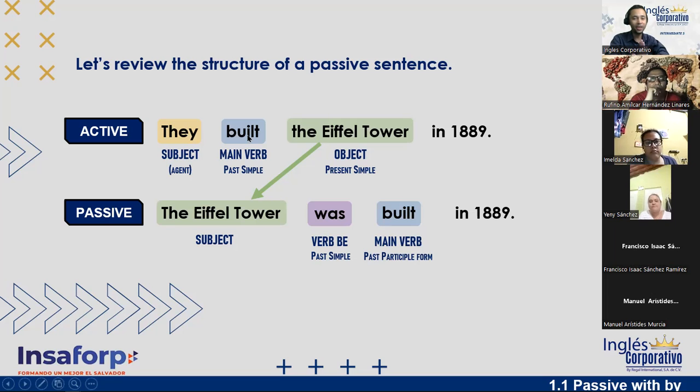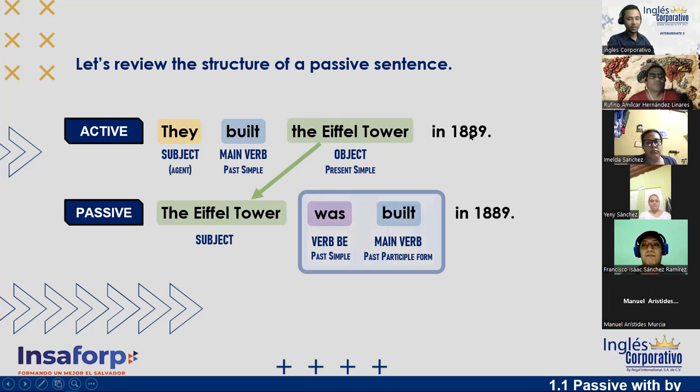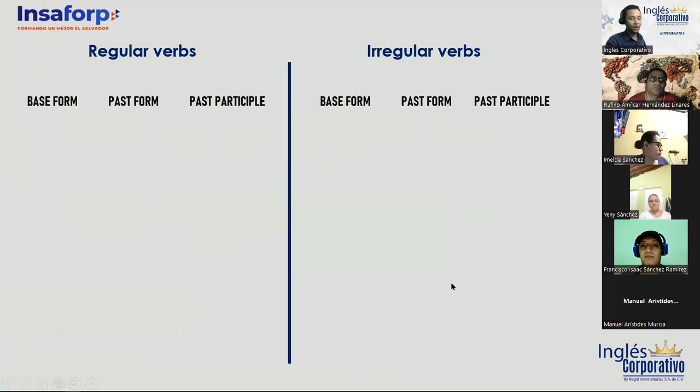Okay, so you have, they built the Eiffel Tower in 1889. Entonces decimos, the Eiffel Tower was built in 1889. So thank you, Francisco. Thank you, Imelda, also. That's the idea. So, very important. Take a look at this. This is the passive voice.